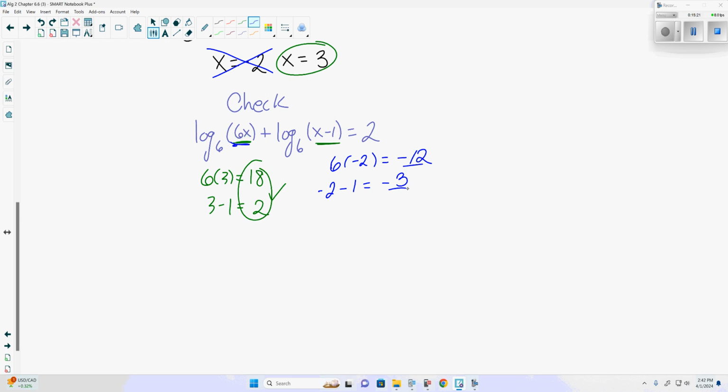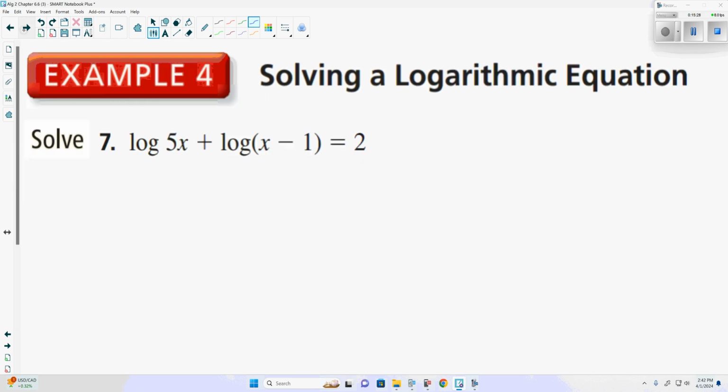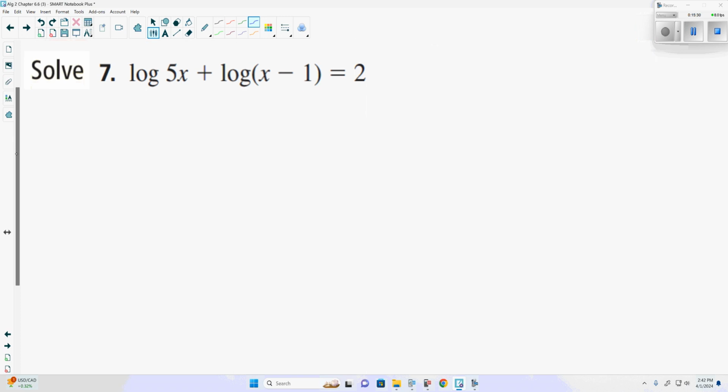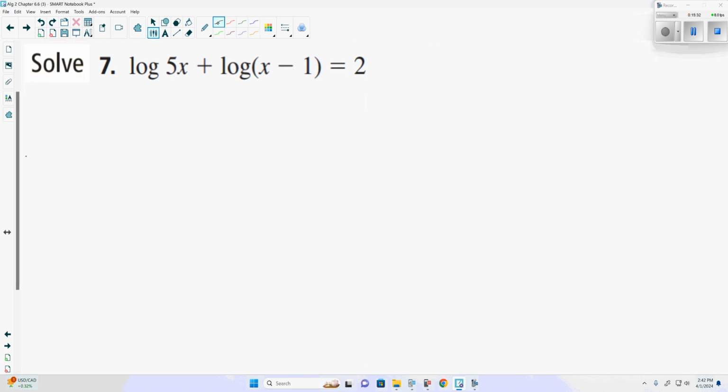Questions on this here? I feel pretty comfortable with this here. Yes? All right. We're going to do one more of these here, but I'm going to change it a little bit. So instead of log, we're going to use ln.